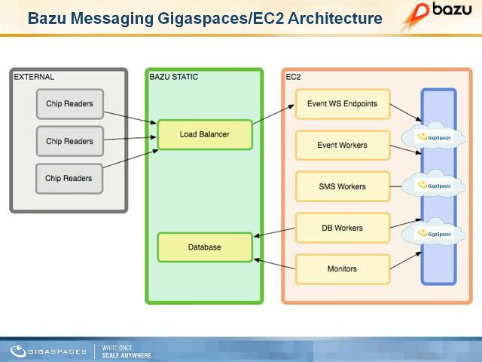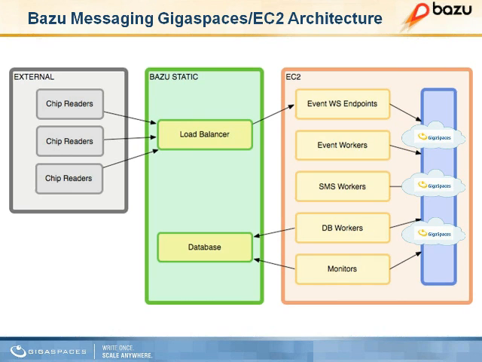The EC2 system is comprised of various processing units. Those are basically services that are programmed and implemented completely separate from each other, and then we deploy them in the EC2 GigaSpaces container. One of the services is the web service endpoints that's responsible for reading all of the events. Then we have the event worker, the SMS worker, which is the message processing. And then we have the DB workers. All of these work asynchronously from each other, and they interact by passing messages to each other through the space architecture.